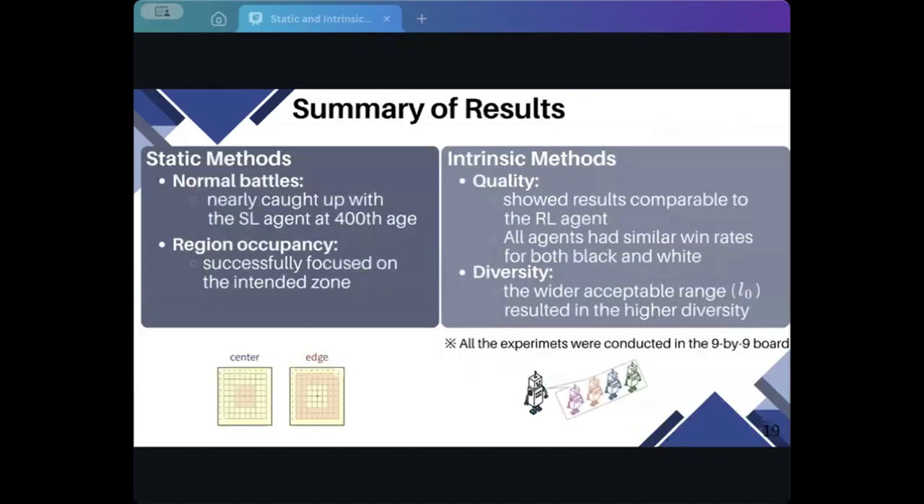Here is a summary of the experimental results. In the static method, our method nearly caught up with a supervised learning agent in error rating at the 400th age, and our static method successfully focused on the intended zone. In the intrinsic method, in terms of quality, our method shows results comparable to the RL baseline in error rating, and all agents have similar win rates for both black and white. In terms of diversity, a wider acceptable range during training resulted in higher diversity.